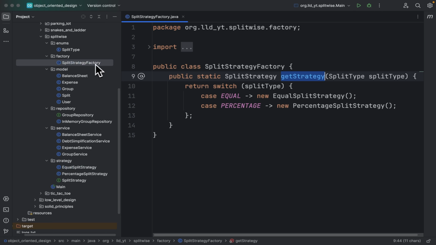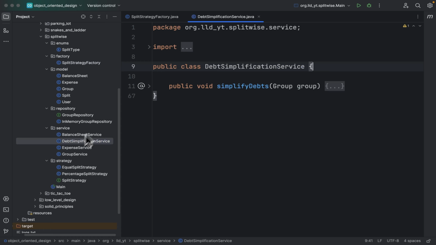Let's check out the factory as well. In the factory, we would just give the split type as the input, and accordingly we'll get the strategy object, right? Now the only class which is remaining is the debt simplification service.